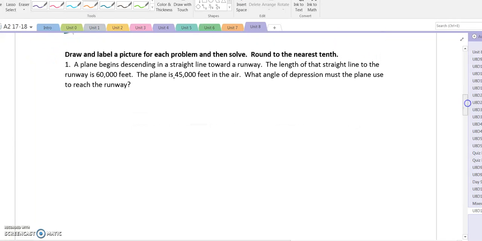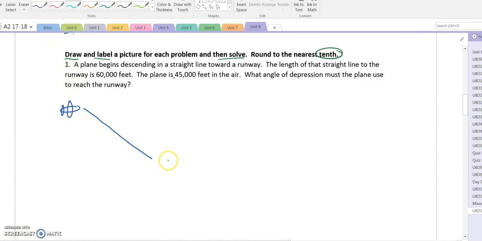Okay, so let's try a couple examples. For these it says draw and label a picture for each problem and then solve, rounding to the nearest tenth. So we've got a plane begins descending in a straight line toward a runway. So descending means it's going down. So if it helps, I'm going to go ahead and draw a plane, or at least close to a plane. Sorry, not a good drawer. Not a good artist, I should say. But it begins descending in a straight line toward a runway, so something like that.